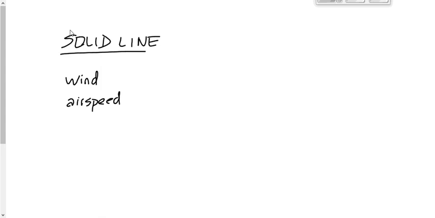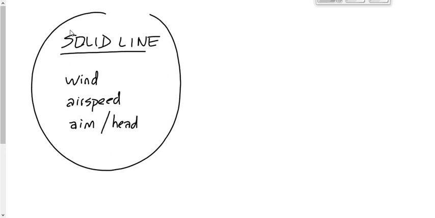The airspeed. What else could be a solid line vector? It could be where I aim or where I head. I aim in a certain direction. I head in a certain direction. These are solid line vectors. These are all vectors that contribute to my motion, versus my dotted line vectors.